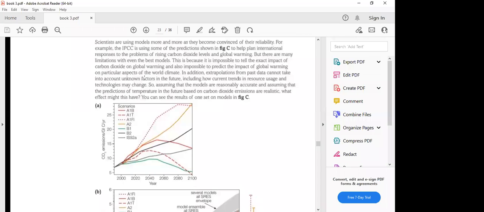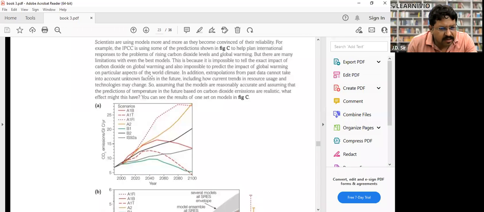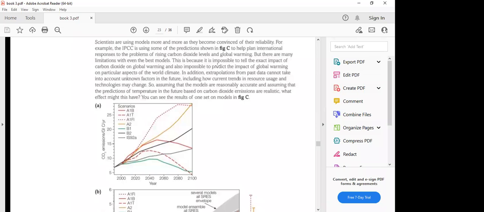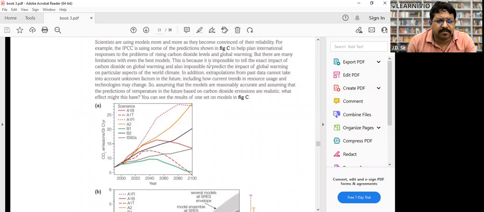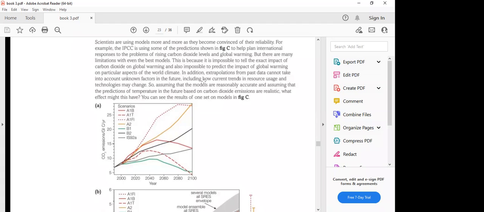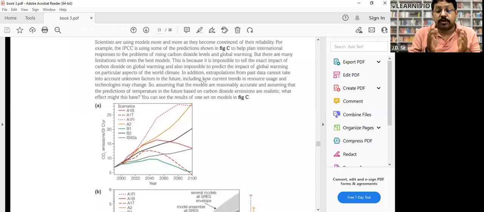Sir, what's extrapolation? Sorry, the word extrapolate. Extrapolate means the use of data. Extrapolation means the use of data for a particular purpose. Got it? Then we use this term. Extrapolation means using data for a particular purpose, to reach some conclusion, right?